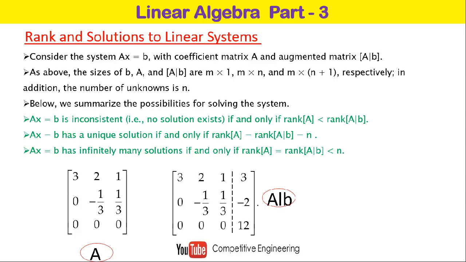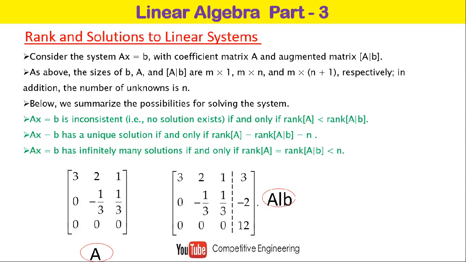So Ax equal to b is inconsistent, which means that there is no possibility of an existing solution, that is, no solution exists if rank of A is less than rank of AB, or rank of A is not equal to rank of AB. Then Ax equal to b has a unique solution if rank of A equals rank of AB equals the number of unknowns, and Ax equal to b has infinitely many solutions if rank of A equals rank of AB and it is less than the number of unknowns.